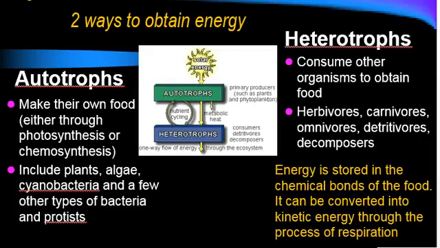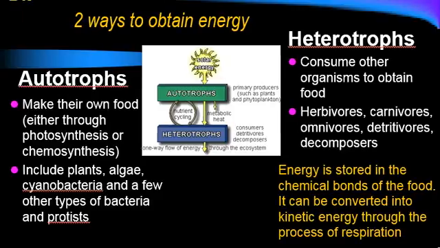Now, there's actually two ways that organisms can get energy. So there's two terms that kind of go along with this. If they are autotrophs, then that means that they make their own food. There's two ways they can do this: photosynthesis or chemosynthesis. So these would be things like plants, algae, cyanobacteria, and a few other kinds of bacteria and protists.